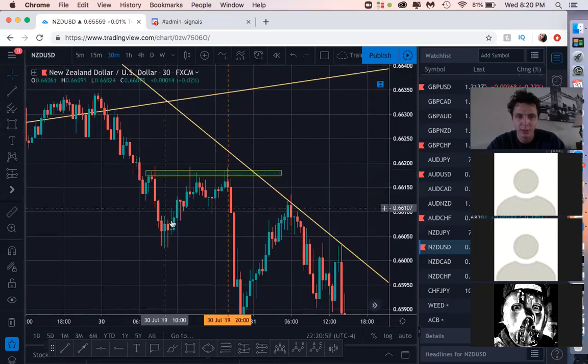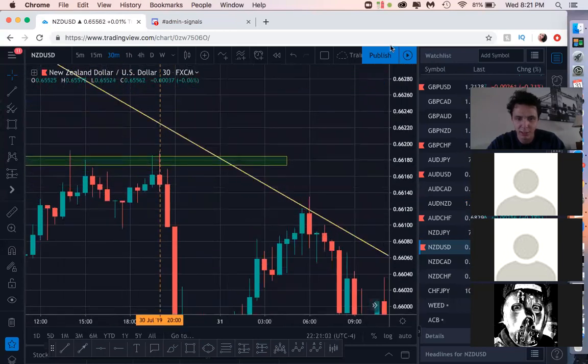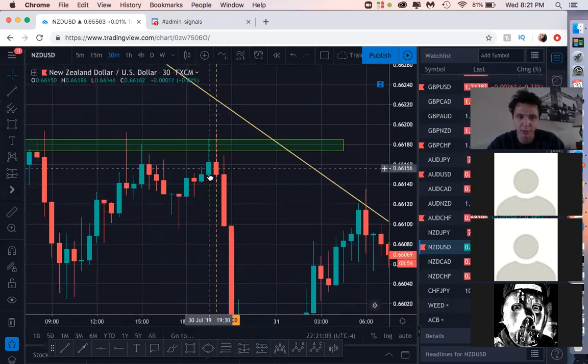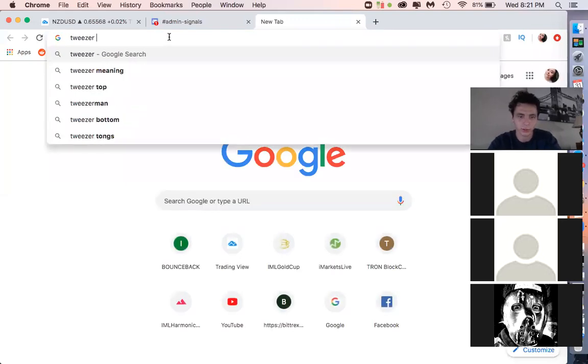So we get this move. It bounced a bit. It came back up, made that double top, and I got in, and I specifically wanted to signal on this tweezer top. So if you aren't familiar with tweezer tops, I'll show you.